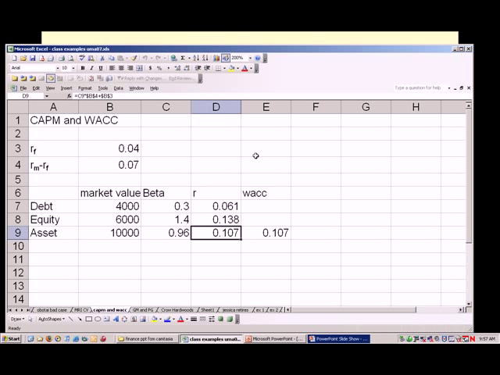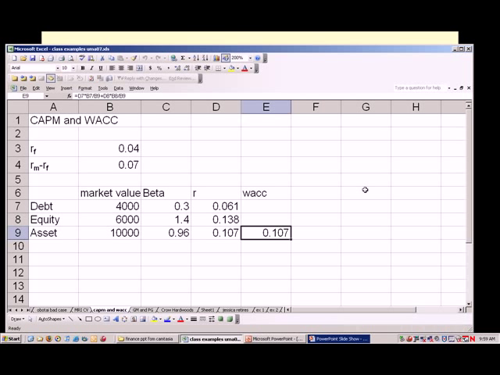We can get the overall R for the firm's assets, or for the firm as a whole, in two ways. The first one is to use the capital asset pricing model as we did for R sub D and R sub E. Using the capital asset pricing model, the overall discount rate for the firm's assets is equal to the risk-free rate plus beta for assets times the market risk premium.